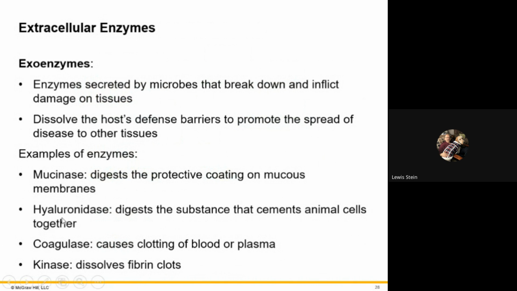Hyaluronidase. Okay. You go back, and it may or may not have been emphasized when you looked at the connective tissues lab. One of the things that creates that ground substance in connective tissues is called hyaluronic acid. So effectively, if you can break that down, it can spread along tissue planes. So hyaluronic acid helps hold things together. It's like glue, particularly in connective tissue. This is one of the things that we categorize as spreading factors.